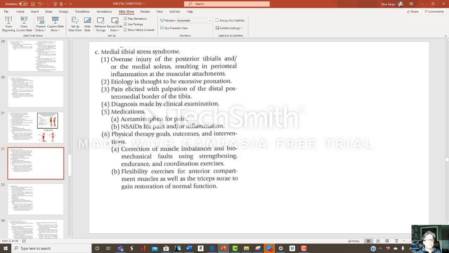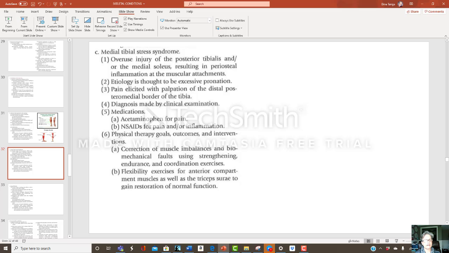All right, medial tibial stress syndrome: an overuse injury of the posterior tibialis and/or medial soleus, resulting in periosteal inflammation at the muscular attachments. Etiology is thought to be excessive pronation. Pain is elicited with palpation of the distal posterior medial border of the tibia. Diagnosis is made by clinical examination.